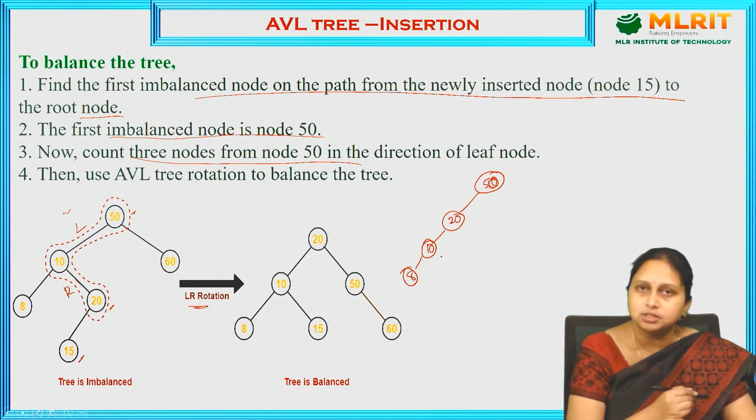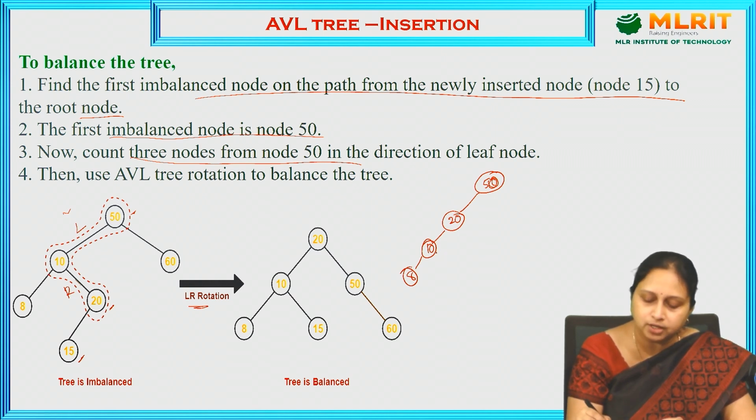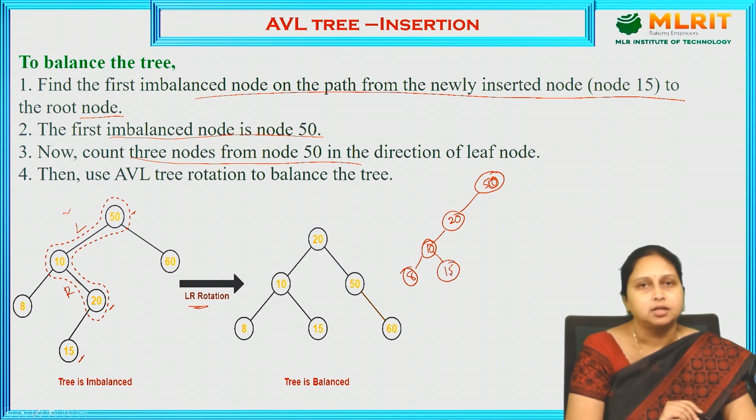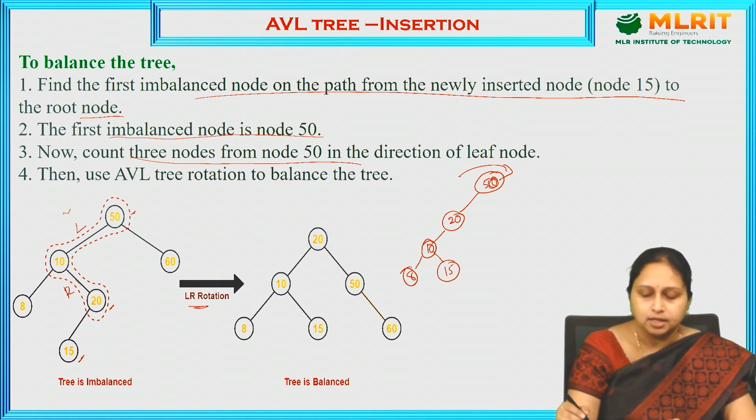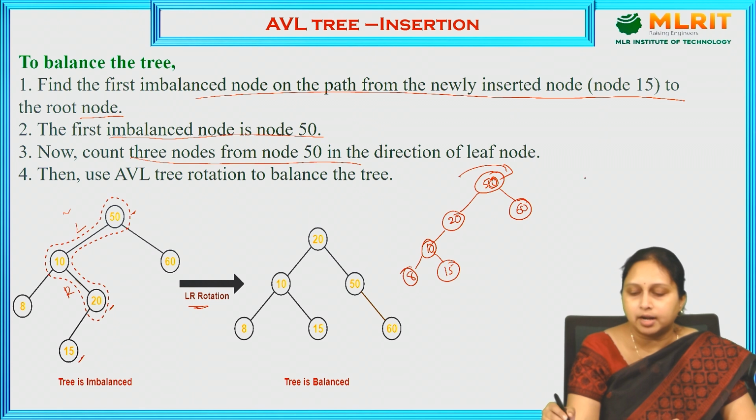Where do we need to insert this 15? I need to insert 15 to the right of 10. Why? Because 15 is greater than 10. So it will be the right part of it. Now, after getting this, I need to perform again the right rotation. This is 60 we have. Now, perform the right rotation for this.